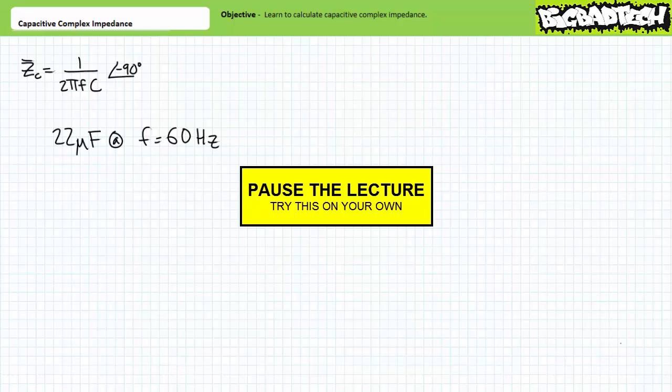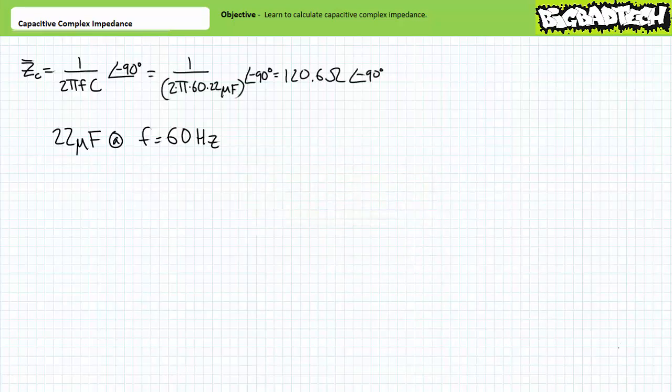If you're tracking, you should have obtained the following results. When we substitute our given values into the capacitive complex impedance formula, we arrive at an impedance value of 120.6 ohms at an angle of negative 90 degrees. When calculating capacitive complex impedance, don't worry about the angle at first. Just calculate the magnitude using the formula 1 over 2 pi Fc and stick at an angle of negative 90 degrees behind it and call it good.